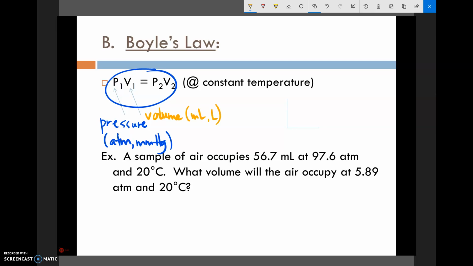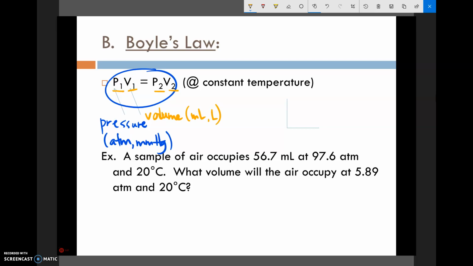Now, as long as both this first pressure and the second pressure have the same unit, either both ATM or both millimeters of mercury, you're fine. And as long as your volume has the same unit, either milliliters or liters, you're fine as well. And you're going to assume that this is at constant temperature. So your temperature is going to be the same. So it's not going to be a factor.